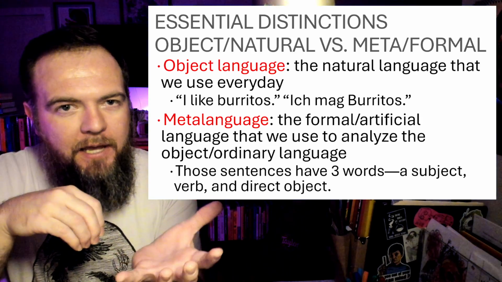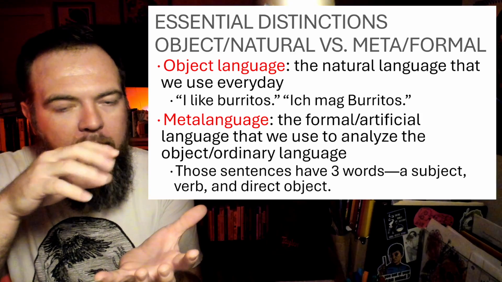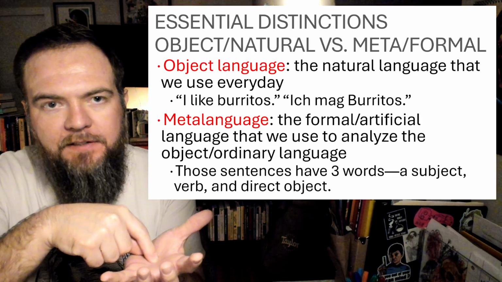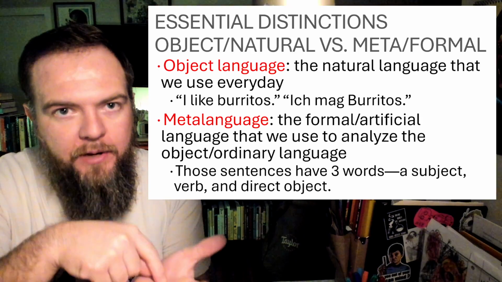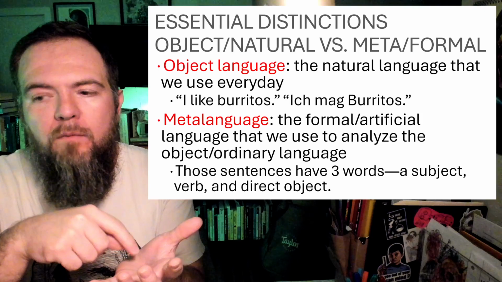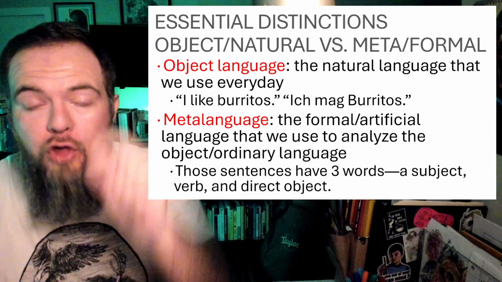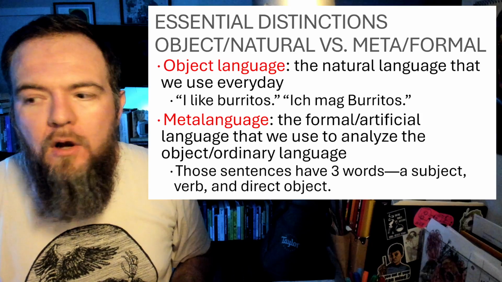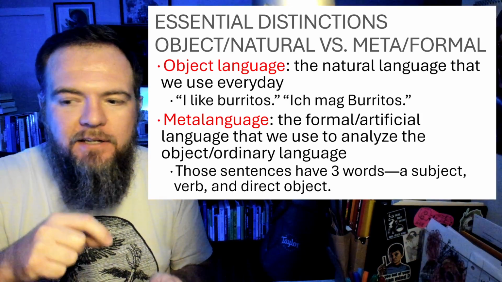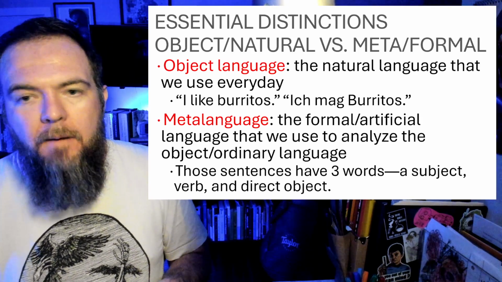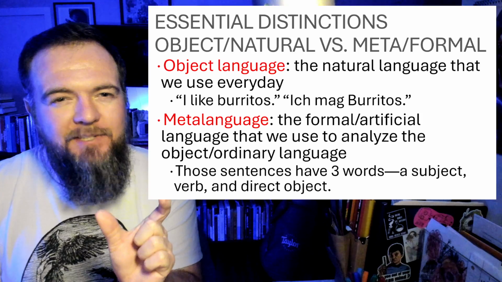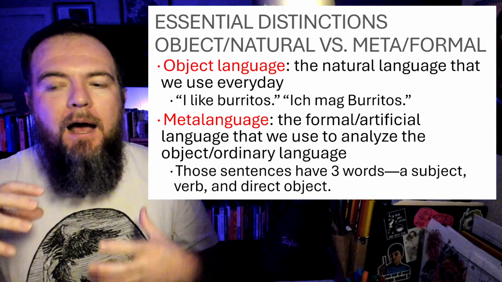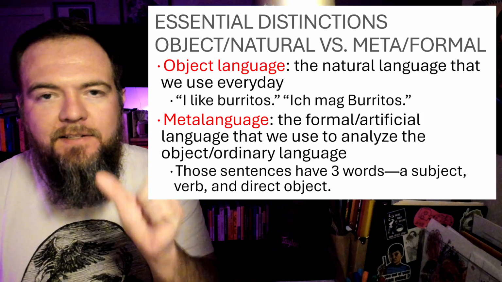We speak a natural language, but then we use an artificial or a formal language to analyze what's going on in that natural language. And so if we go back to those sentences of "I like burritos" or "Ich mag burritos," then we can use a meta language to talk about those sentences. So I could say those sentences have 3 words, or those sentences have a subject, a verb, and a direct object. But whenever we're talking about those sentences themselves and not just using them like we would whenever we normally talk, what we've done is we've created a meta language where we're analyzing those sentences themselves.